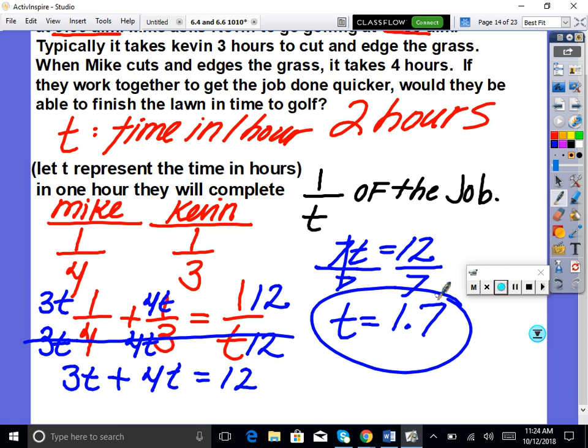Now we could convert to minutes if we wanted. 0.7 means 70%, right? So it's 42 minutes. We could go that far. I don't care if you stop there, but just so people are aware, that is 1 hour and 42 minutes. You take 60 minutes and multiply it by 0.7, because that's 70% of 60 minutes. That's 42 minutes.